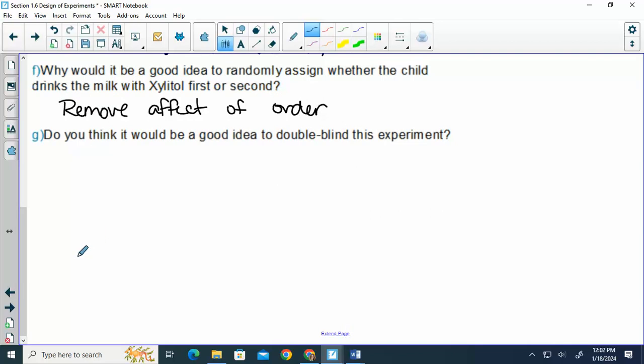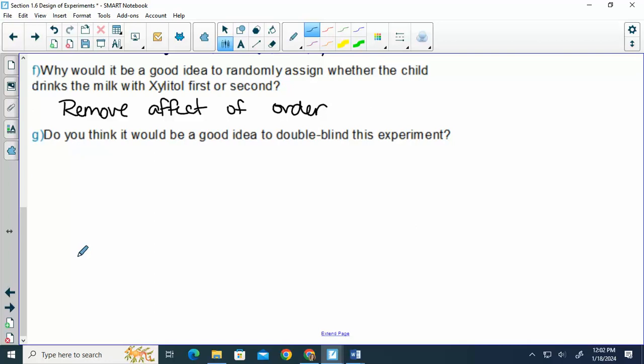Do you think it would be a good idea to double blind this experiment? Why not? Okay. What if we had a third party? So you are going to be the researcher. I'm going to sit back and I'm going to say, okay, this one is going to get the regular milk first, and then you hand it to the child. So somebody knows, but you don't know. Would that be good?